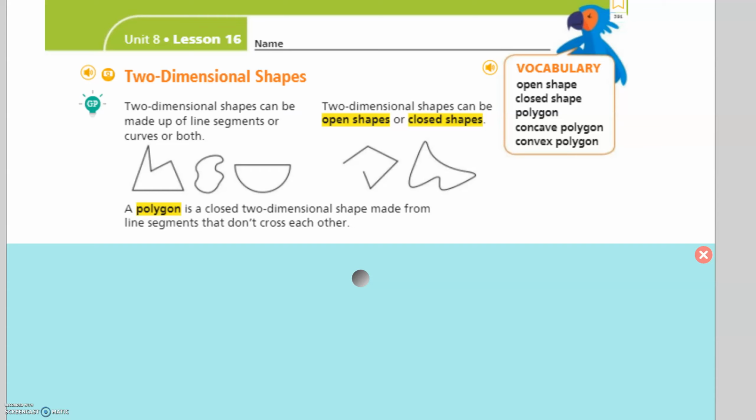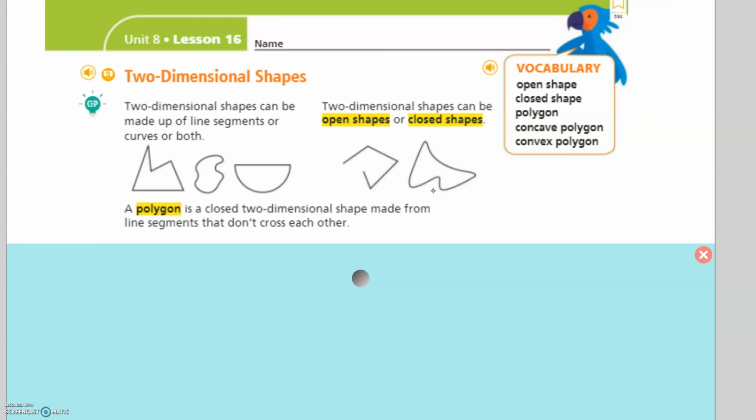All right, to start out with, we're going to talk about whether a figure is open or closed. Open means there's an opening in it. So if you try to take your pencil and trace around it, it doesn't go all the way around. So this is an open shape. This is a closed shape.